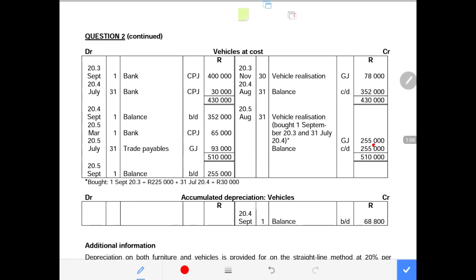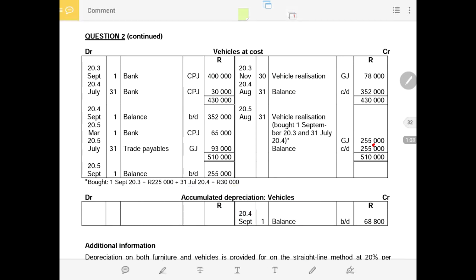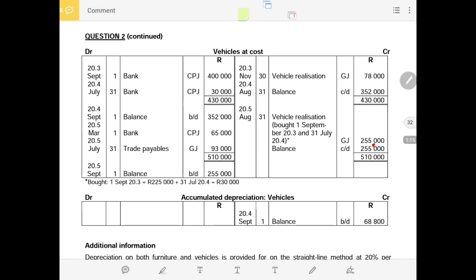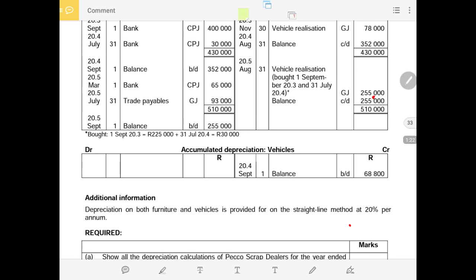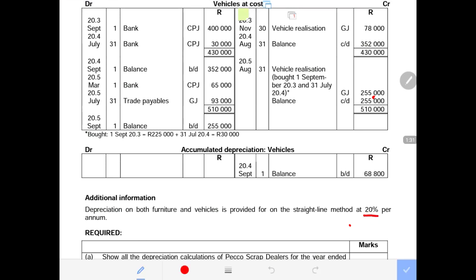Then we are provided with additional information, and under the additional information we are told that depreciation on both furniture and vehicles is provided for on the straight line method, at 20% per annum. So that is our depreciation for both the furniture and the vehicles at the same percentage.